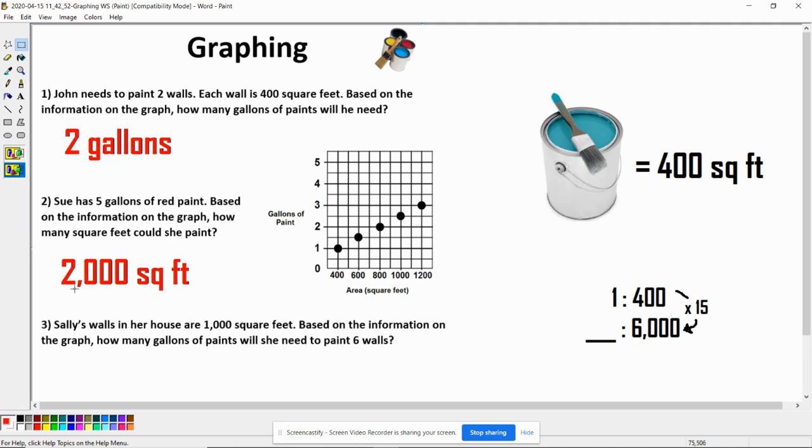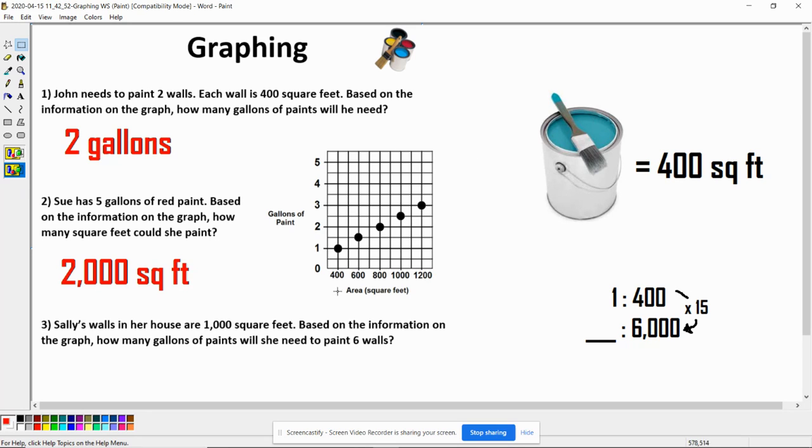2 gallons. Number 2, Sue has 5 gallons of red paint. Based on the information on the graph, how many square feet could she paint? Well, I know some of you are having problems because there's nothing out here with the 5. It would probably be right here, but obviously that information is not there. But we don't need that.